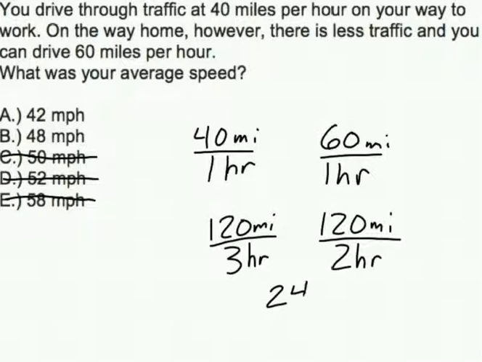So adding those two together, that gives me 240 miles over 5 hours. That goes in nice and evenly. Looks like 48. So it is 48 miles an hour that I'm actually going. So find a common numerator, add the numerators and denominators together, then divide, and you'll have your answer.